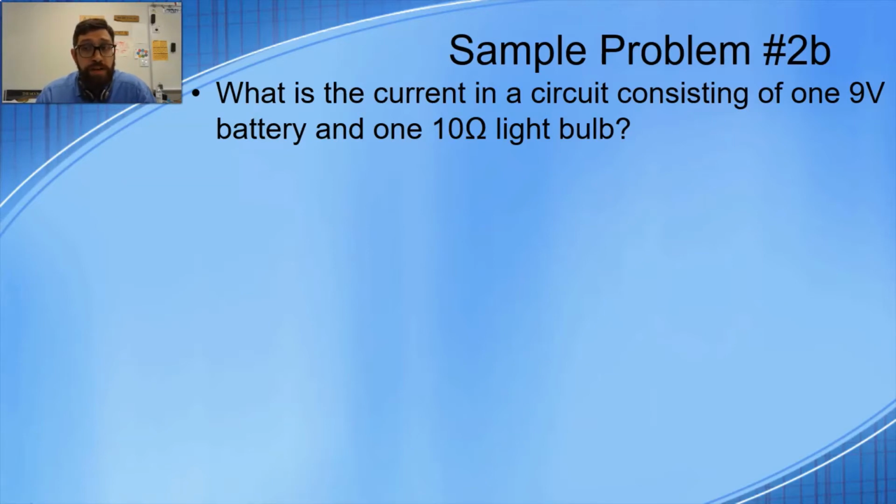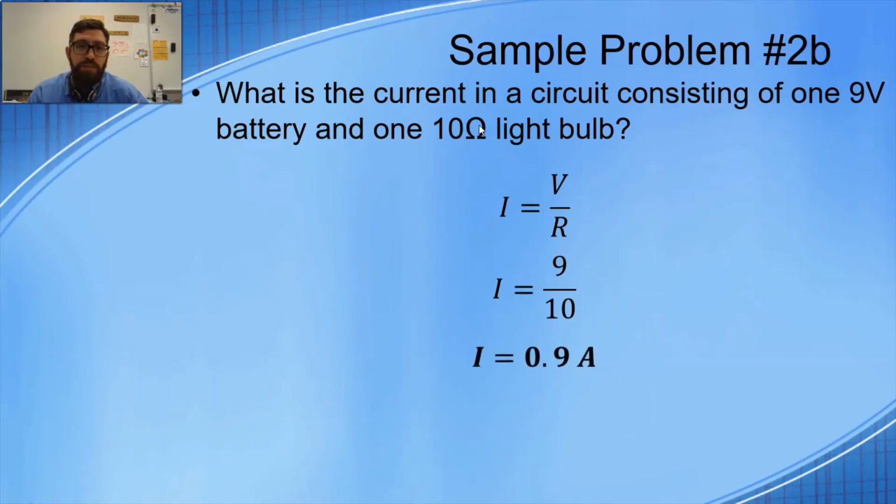All right, let's look and see if you got it right. What's the current in a circuit consisting of one 9-volt battery and one 10-ohm light bulb? 9 volts, that's our voltage. 10 ohms is resistance. We want to know current, which is I. Super simple. 9 divided by 10. That's all we have to do. V is 9. R is 10. We know it's R because ohms is our unit for R. 9 divided by 10 is 0.9 amps. That's our current. All right.